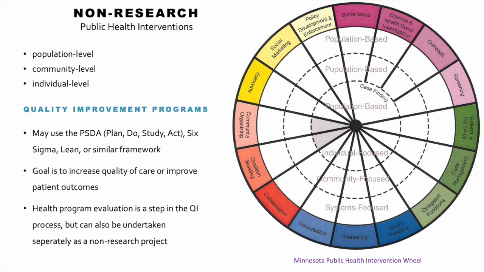Quality improvement programs are a category of non-research you often see in community health centers and other clinical settings. Such programs may use the Plan, Do, Study, Act, Six Sigma, or Lean frameworks, and the goal is to increase quality of care or improve clinical outcomes. Program evaluation is a step in the quality improvement process, but it can also be undertaken separately as a non-research project. I brought back the Minnesota Public Health Intervention Wheel here as a reminder of the broad scope of public health interventions and how many different forms interventions may take.